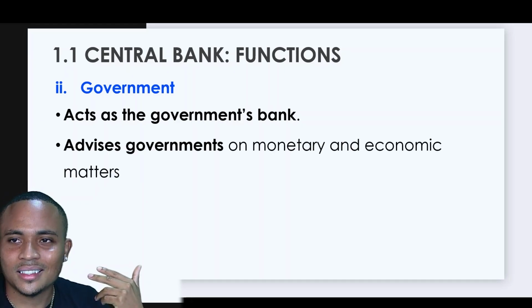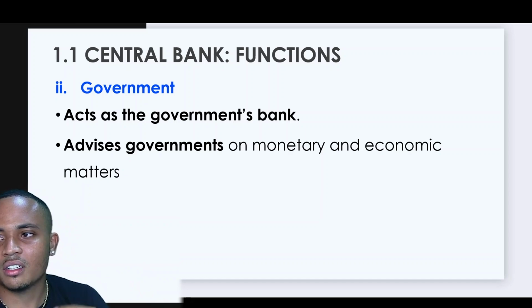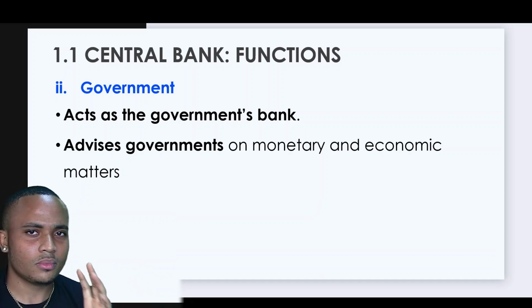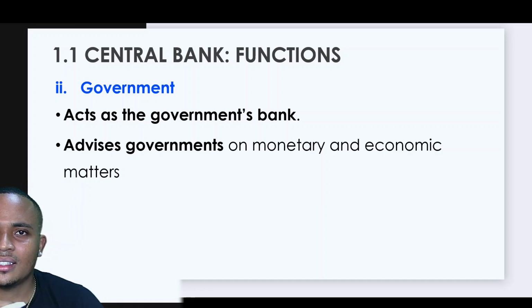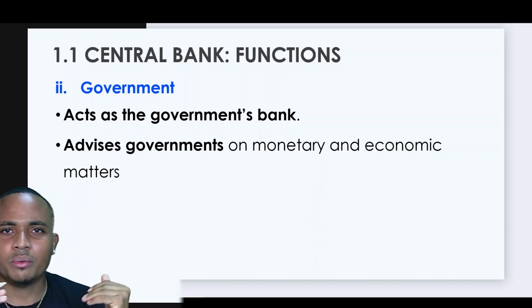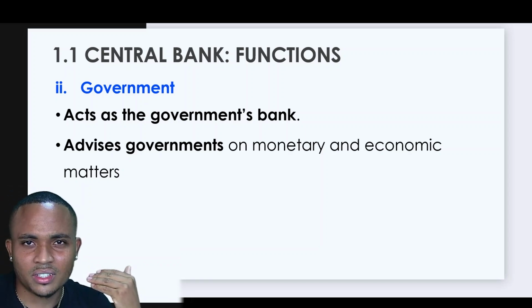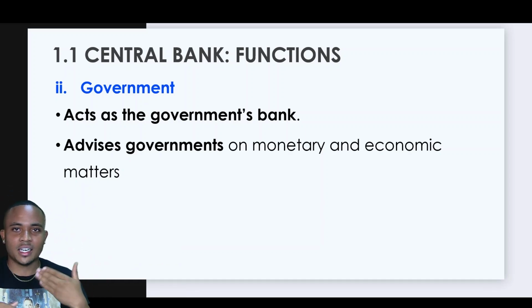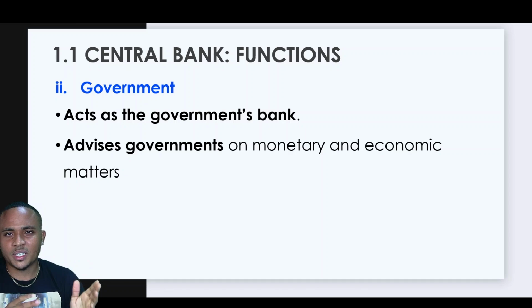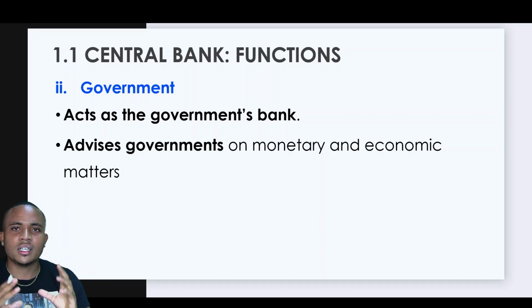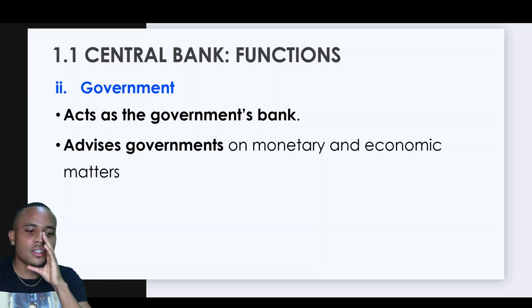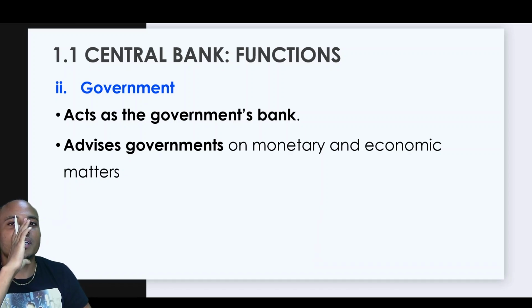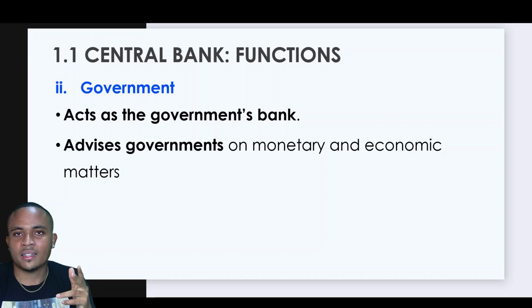Two, the central bank advises governments on monetary and economic matters. So if the government realizes that there are starting to be some problems in the economy, which may be too much economic activity, or right now with COVID-19 we have less economic activity going on, the central bank will advise the government on how to rectify the problems. The government implements something called fiscal policies, which is they either increase or decrease government spending or taxes. And so the central bank will advise them: increase the taxes, increase government spending or decrease it, and so on. So that is the central bank's job there.